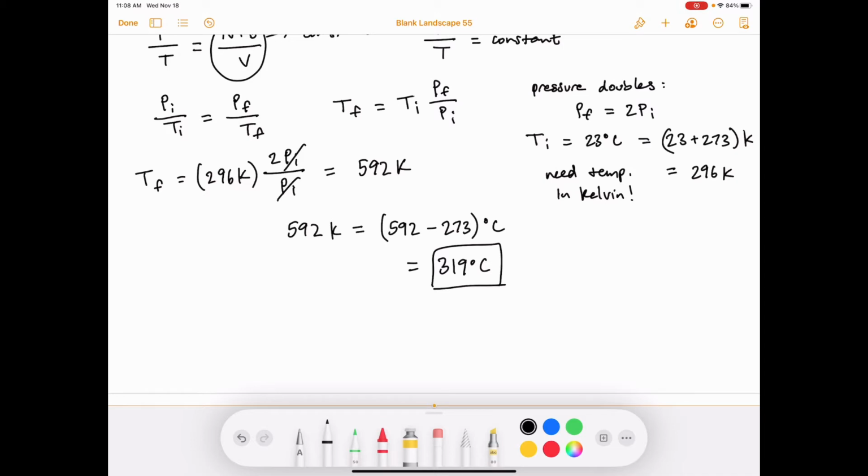But again, I just want to warn you, when we do a calculation using the ideal gas law right here, the temperature has to be in Kelvin. If you plug in the temperature in Celsius, so that would just be 2 times 23 degrees Celsius, you get the wrong answer, okay? So you have to use the absolute temperature in Kelvin in order for this to work.